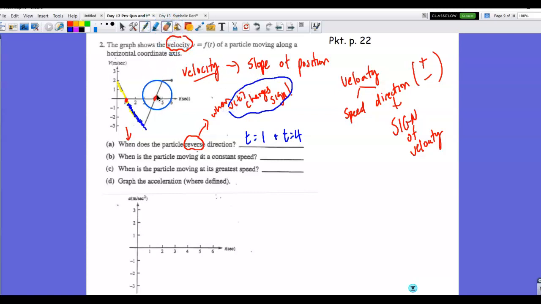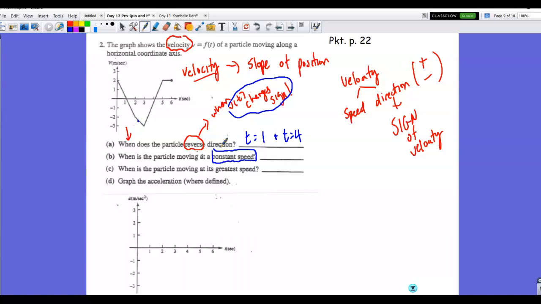All right, let me clear the graph or erase my annotations on here. It's getting a little bit messy. Letter B. When, looking for the time, is the particle moving at a constant speed? Now this is a velocity graph, but remember speed is a component of velocity.